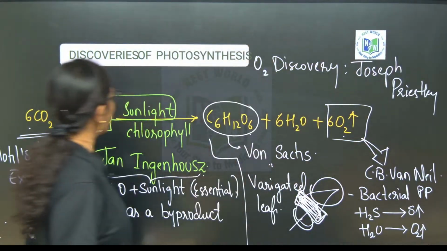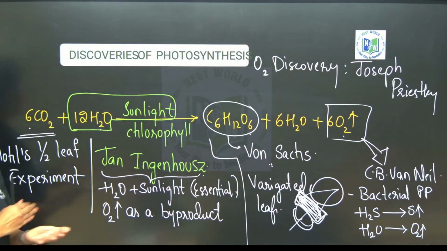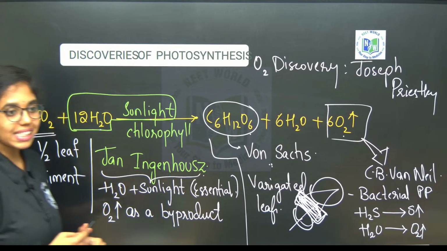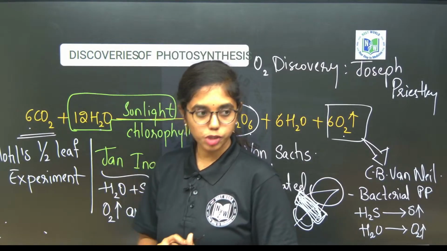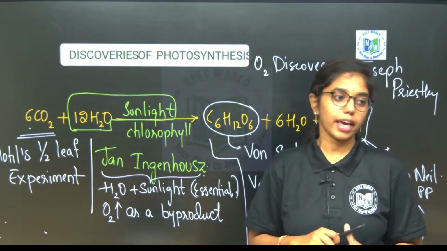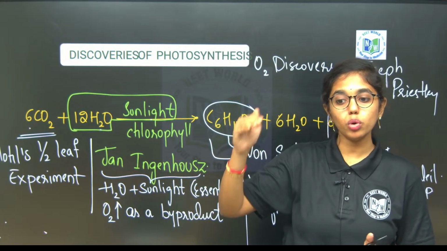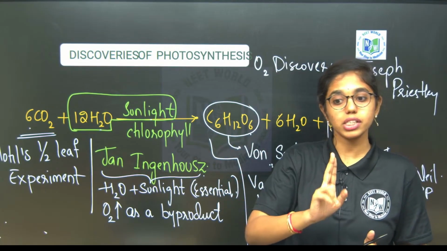From the standard equation of photosynthesis, let's recall the complete discoveries. Who said that carbon dioxide is essential? Moll's half-leaf experiment. What chemical did he use? KOH. Half of the leaf has turned pale in color, half of the leaf blue-black after the starch test.